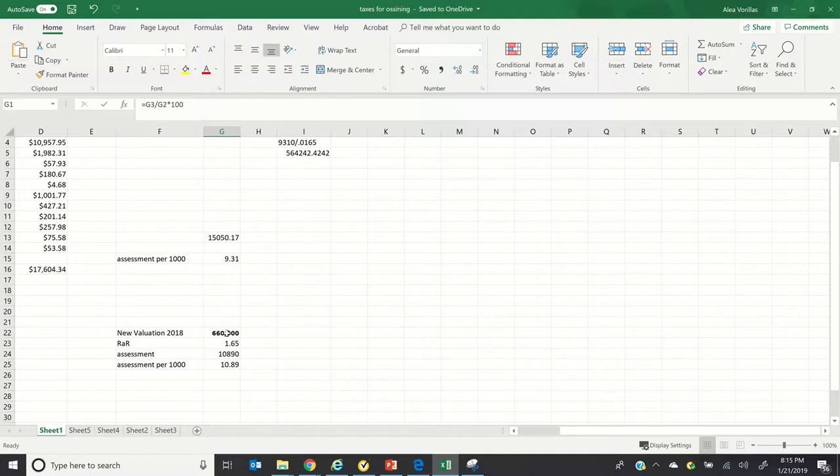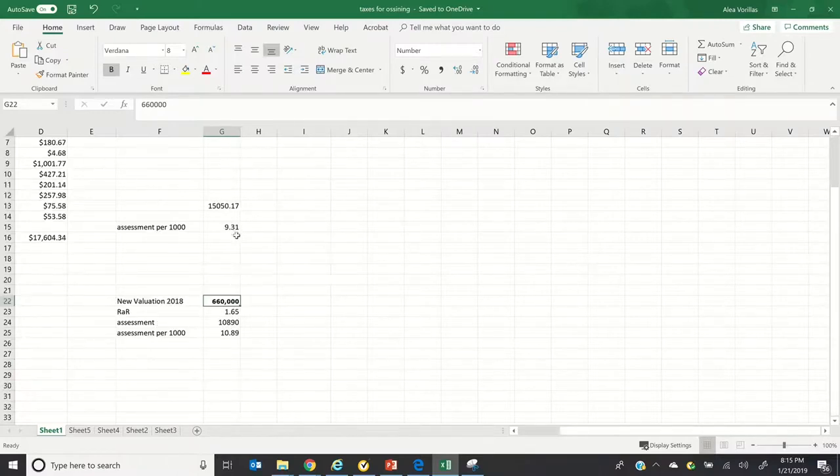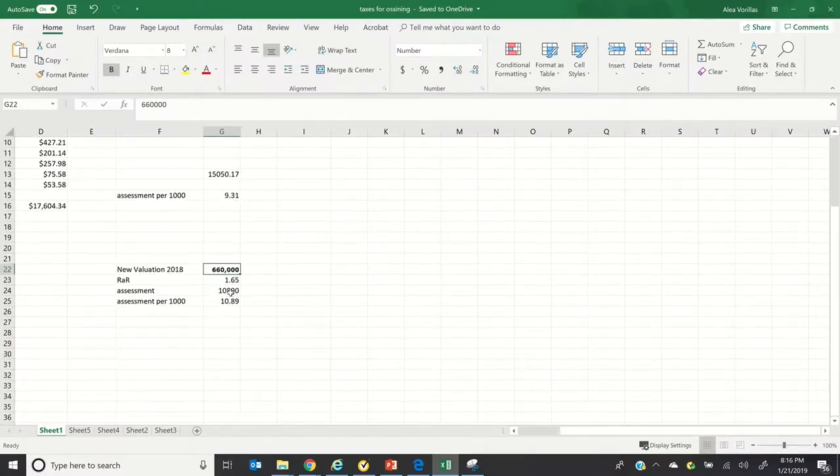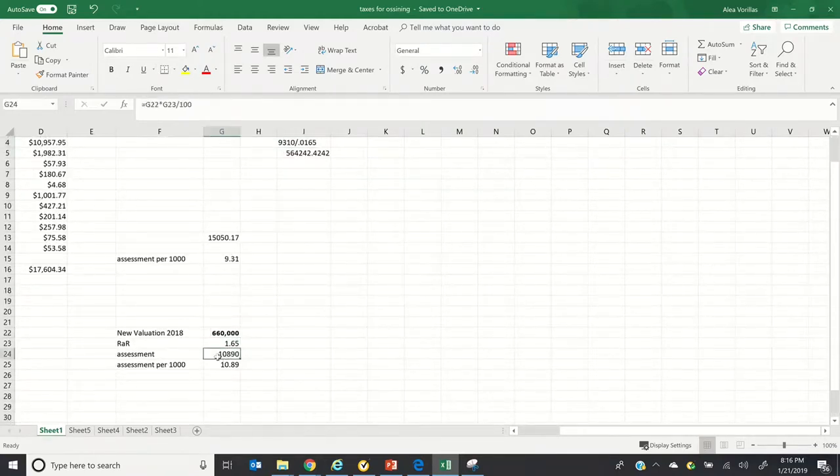Now, to do it backwards, let's say you're buying the home for $660,000. The town has it valued at $564,000. You want to see how this translates into your assessment. You simply multiply it by 1.65 times 100. So it's the direct opposite of the division. And that'll give you an assessment of $10,890.